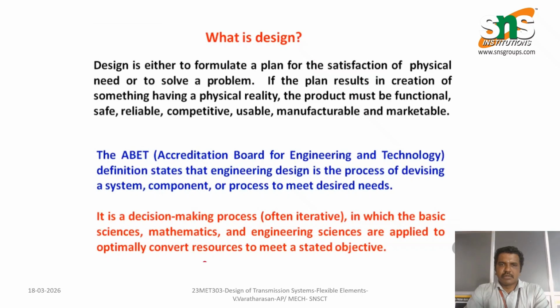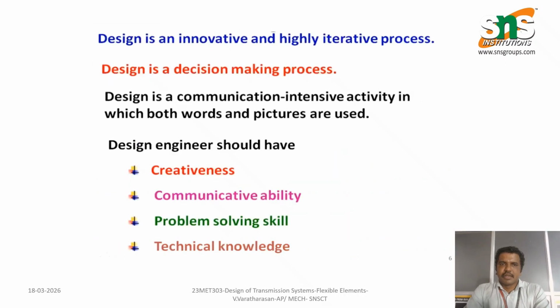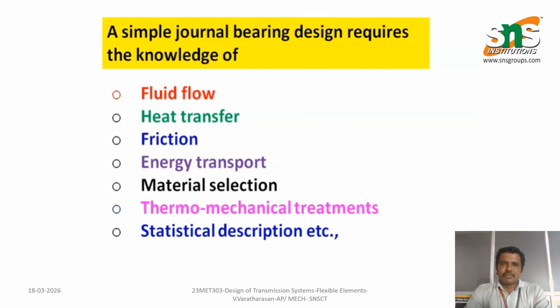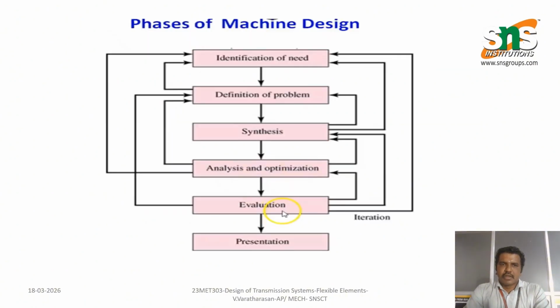We also saw the actual design and its definition, and based upon the accreditation and the decision making process, how the design can be explained. We discussed the different types of decision making process in our previous video. We also discussed mechanical engineering design, what simple joining and bearing design require, and the important criteria. And this is the last slide we saw, the phases of machine design.